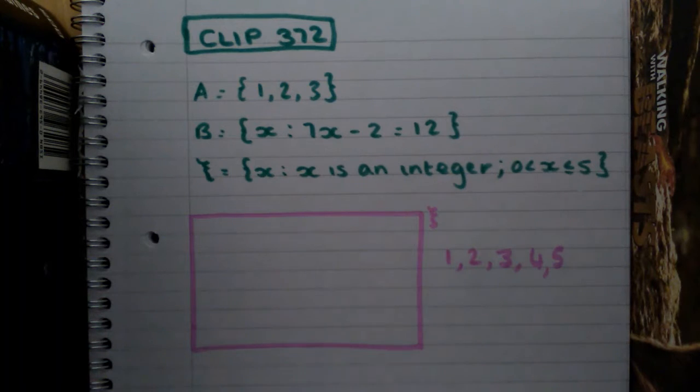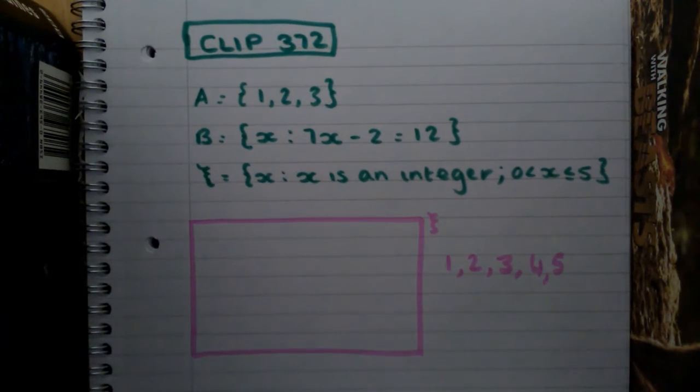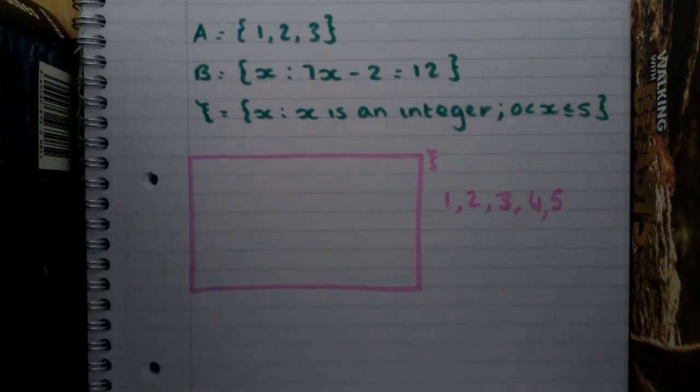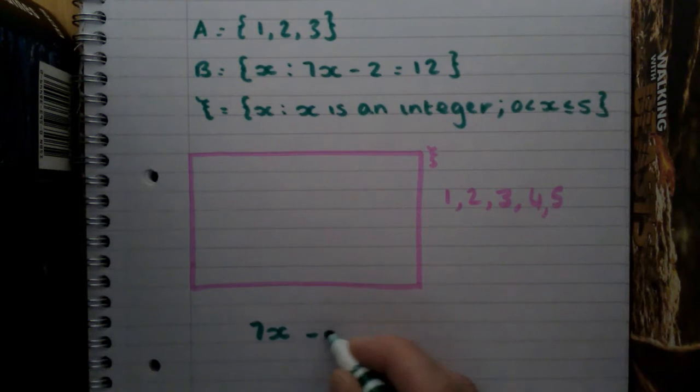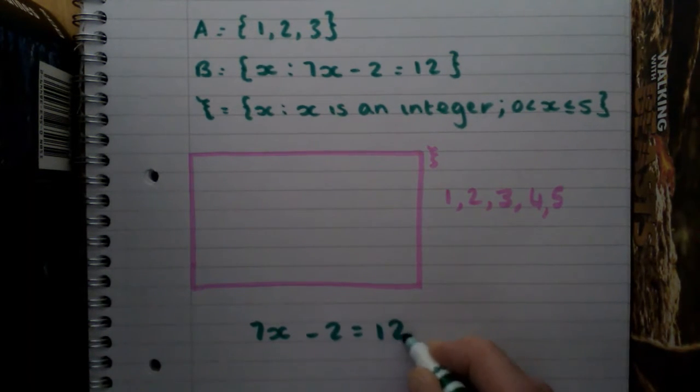A and B are my 2 sets which sit within the universal set. Now if I look at them, A are the integers 1, 2 and 3, and that's relatively straightforward. The one I've got to work out first is B, and what B says is x is such that 7x minus 2 equals 12. So I've got to solve this equation first to figure out what B is. So we do 7x minus 2 is equal to 12.